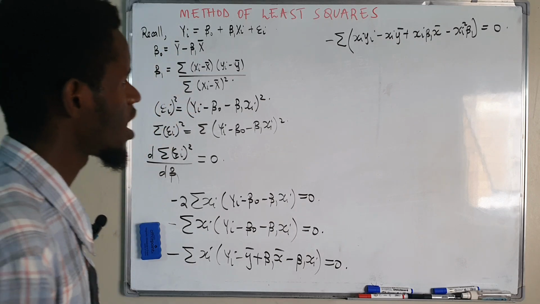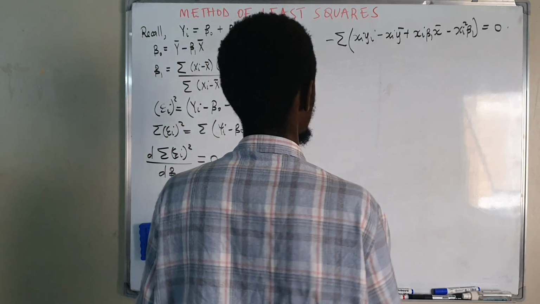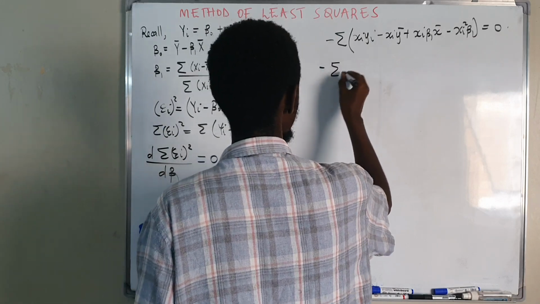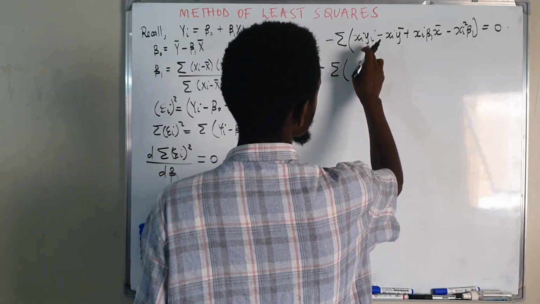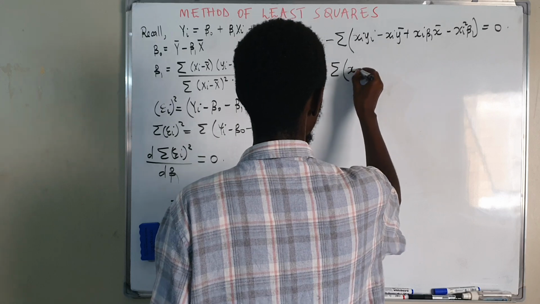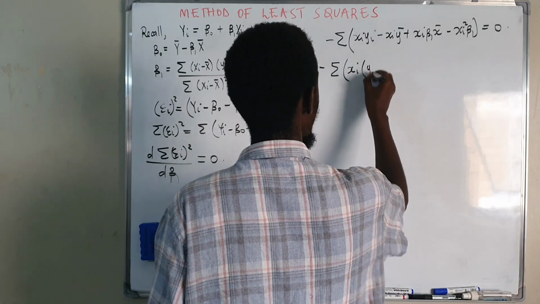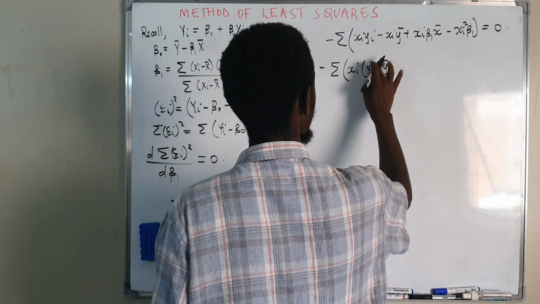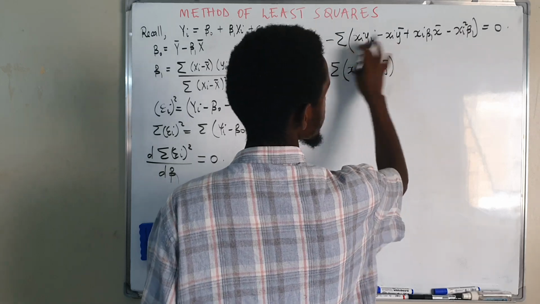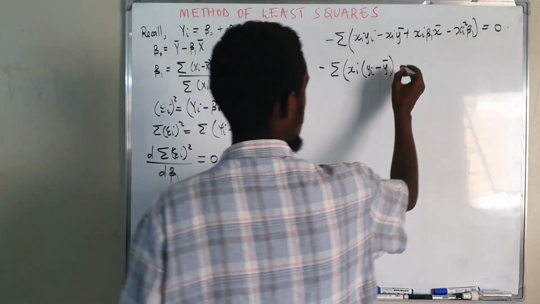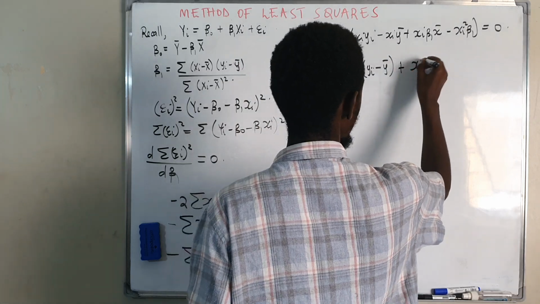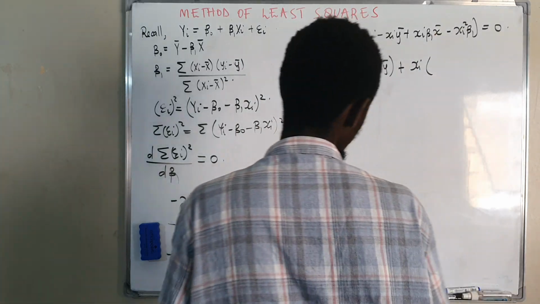Now from this step here, you see, I can easily factorize things out. I have now summation of, here I'm seeing xi is common. I can take xi out, into yi minus y bar. Are you seeing these first 2 things? I have this one now, plus also here I'm seeing xi is common, into, so what remains?